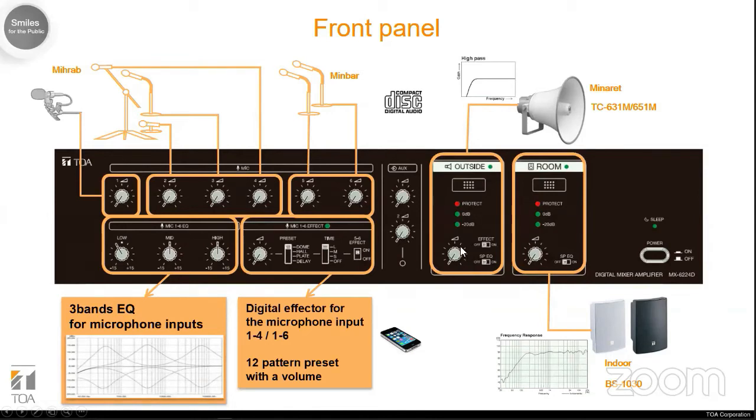We have two main volume controls. Number 1 for the outside area and number 2 for the room or inside area. For the outside area, you have your effects on and off. If you want to have effects on the horn speakers at the minaret, you can also switch your speaker equalization on and off. This brings us to that safety point where if the equalizer is on, then you have safety on your speakers. You also have the speaker equalizer on and off for the room, and the volume.